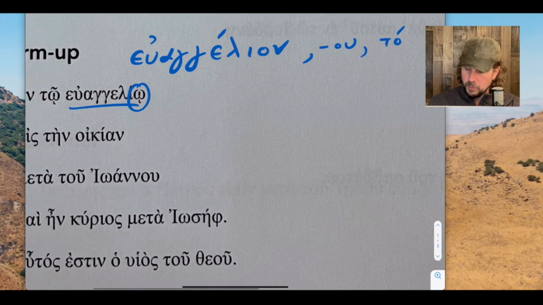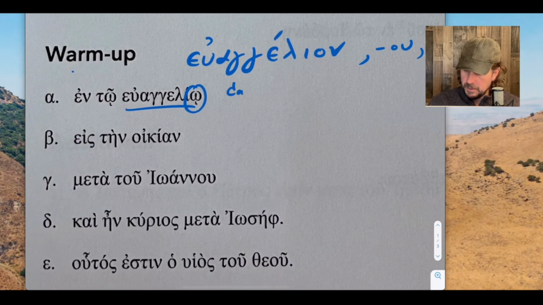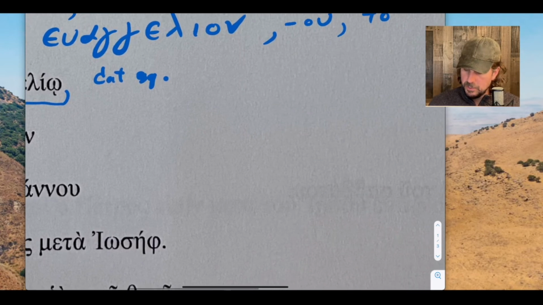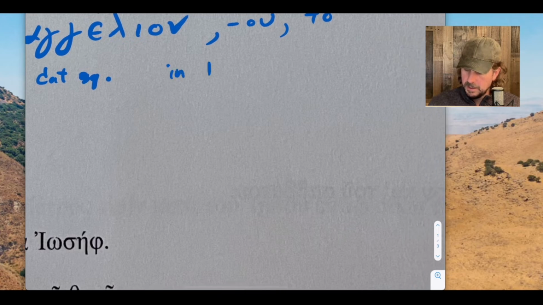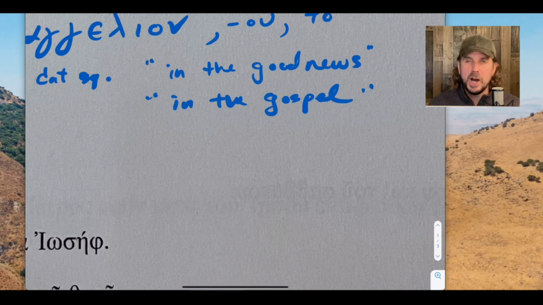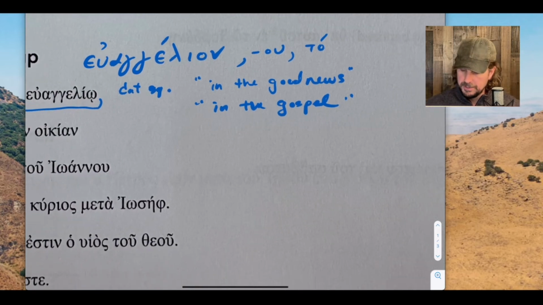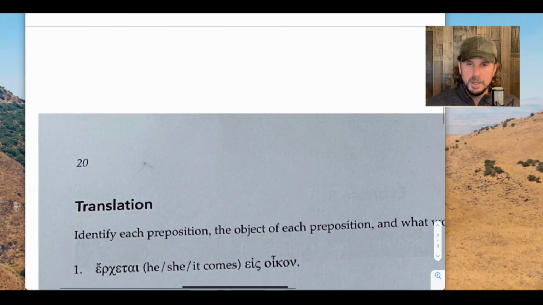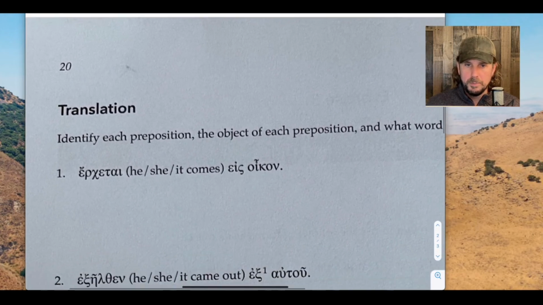And this is that word, good news, good message, gospel. But what we see here in our warm-up is the dative singular. So there's agreement between the definite article, to, and the noun that it goes with. So translation would be something like, in the good news. Or you could say, in the gospel, if you want. Now remember, in the warm-up, they're often not complete sentences. They're often just little phrases for practice.